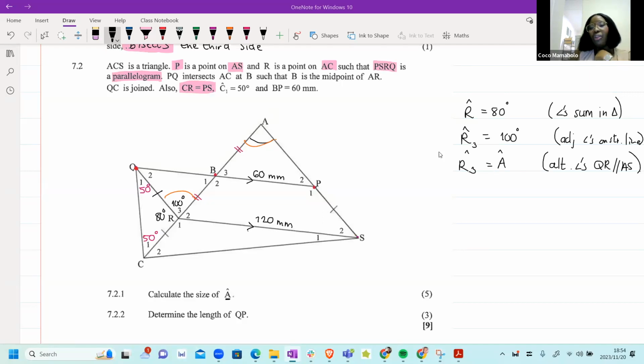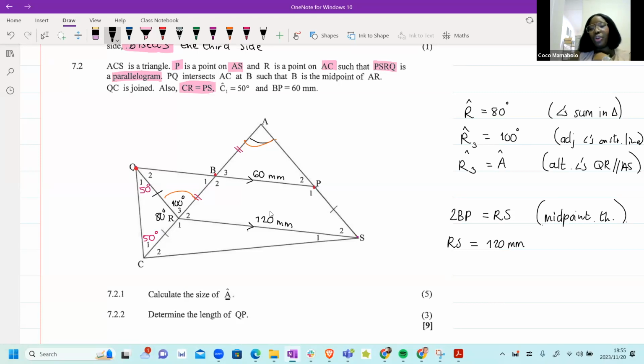Okay, so I know that 2BP is equal to RS. What's my reason there? Why can I say that 2 times BP is equal to RS? Good, because of midpoint theorem. Good. Midpoint theorem. And we know that RS is therefore going to equal 120 millimeters, right?